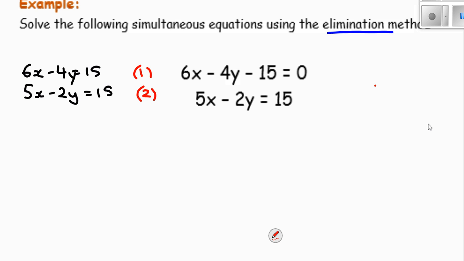Yeah, exactly. Because 4 and 2 is 4. So I'm going to write it to make sure it's already 4y. And we've got minus and plus, so we would have to subtract.